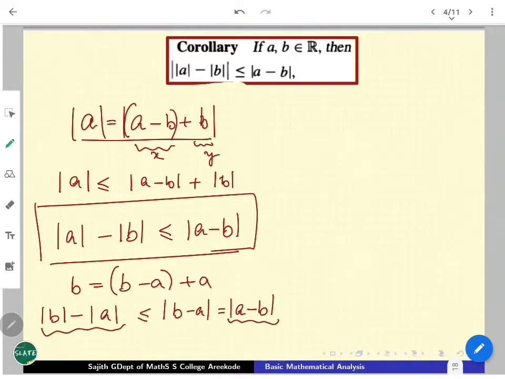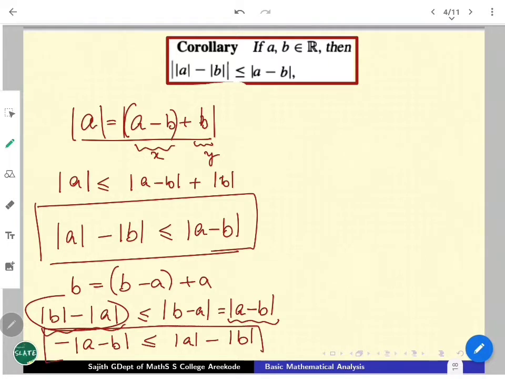Now multiply both sides of this inequality by minus 1. It reverses. So what I'm going to get is minus of mod a minus b is less than or equal to the negative of this left hand side. So the negative of that left hand side is basically mod a minus mod b. This is another inequality which I am going to use. So these are the two parts I wanted to see.